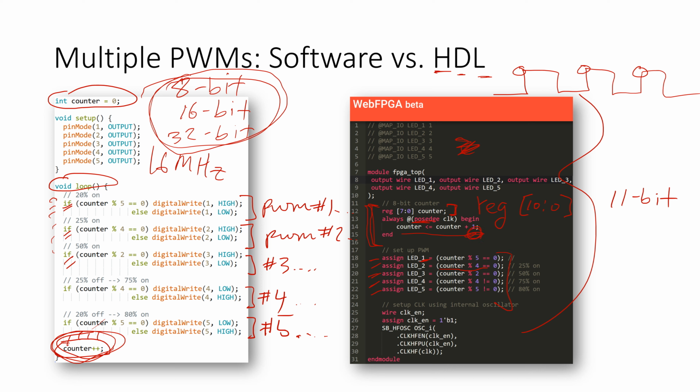This is a lot different than the microcontroller, where, let's say, PWM number 5 never actually occurs until all of these have occurred, because the microcontroller operates in this fashion. It's one big loop. That's the benefit of hardware.